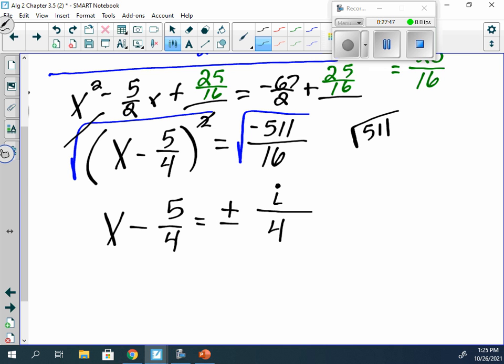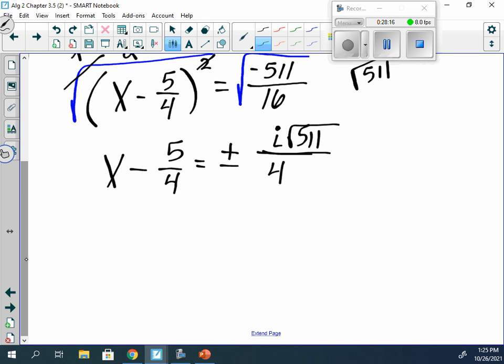511. Now the graphing calculator is going to give you a decimal most likely. The yellow calculator will leave it in simplest radical form. If we type this into the TI-30XS, it'll tell us that the square root of 511 is the square root of 511. It doesn't simplify. There are no two numbers that multiply together to give 511 that are perfect squares. So we get those here.